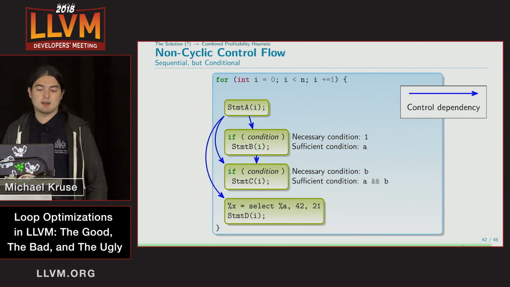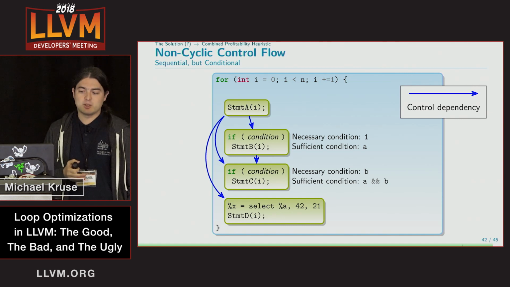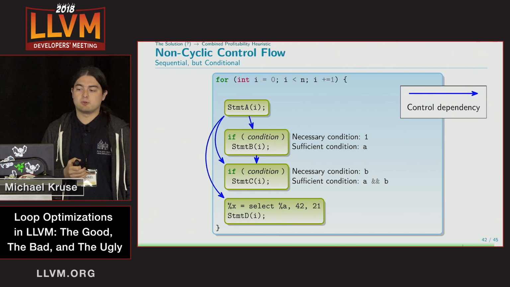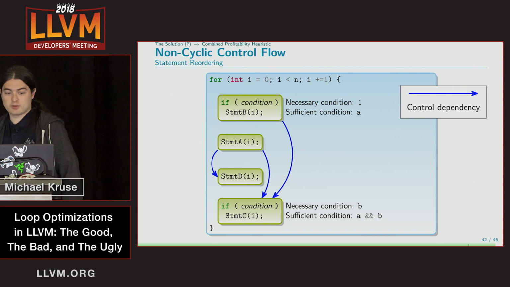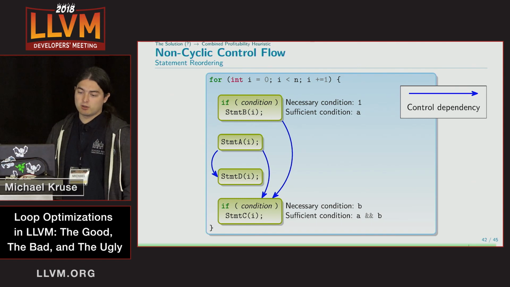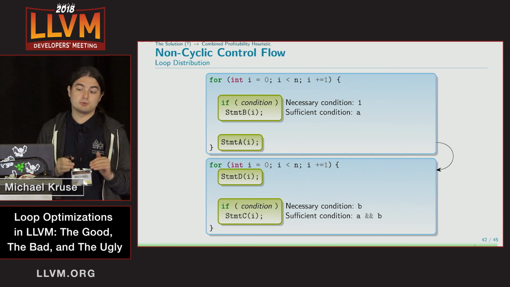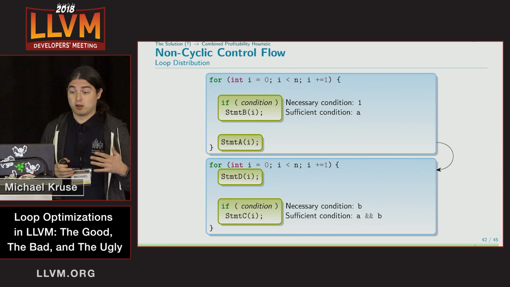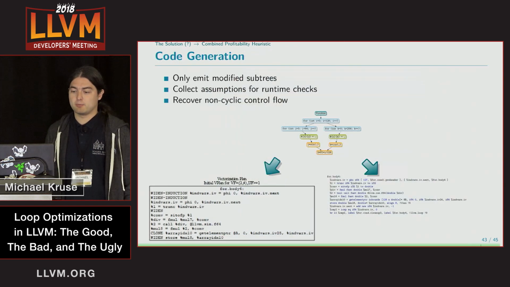Instead, you can just have the statements as a sequence of statements and model the control flow using control dependencies. You can do this, for instance, to reorder your statements in between. In this case, I can split in here, do a loop distribution, one part at the top, one part at the bottom. Now imagine you had to modify the control flow we had at the beginning.